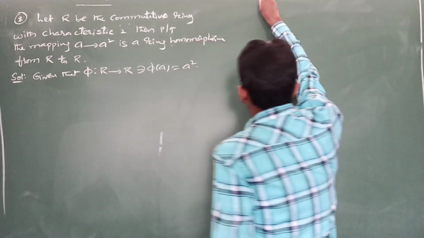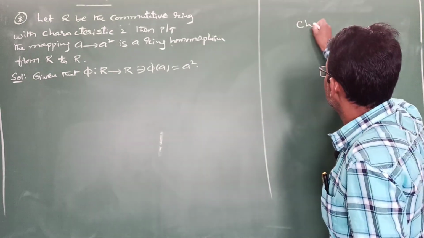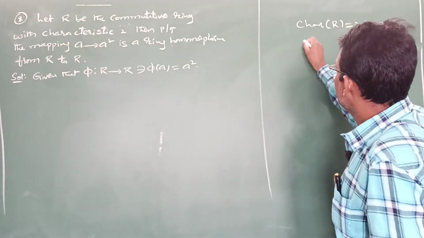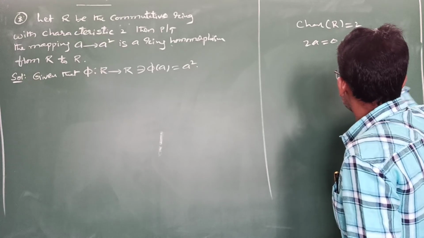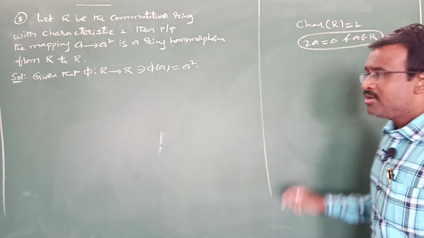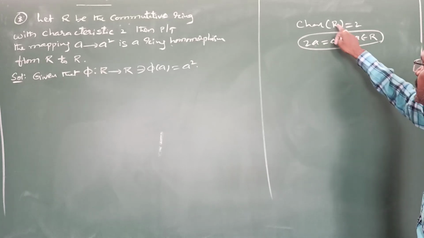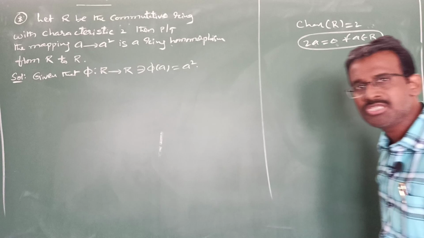In the characteristic of the ring, you know the condition. If the characteristic of the ring is 2, then what is the meaning of that condition? 2 into a is equal to 0 for every a belongs to R. For every a belongs to R, 2 into that a value should be what? 0. Then only you say the characteristic of the ring is 2. This is the definition of the characteristic of the ring.